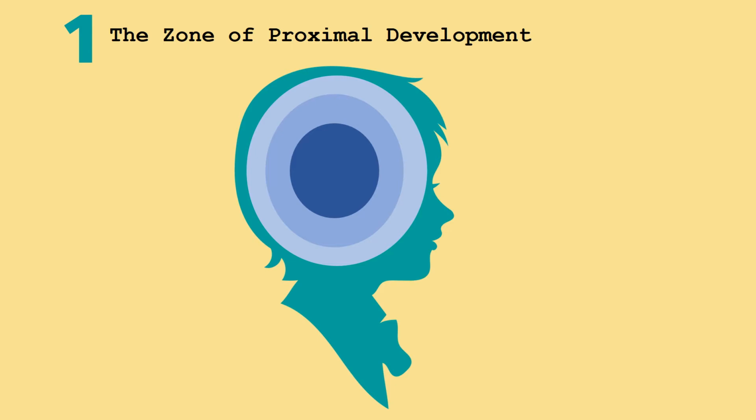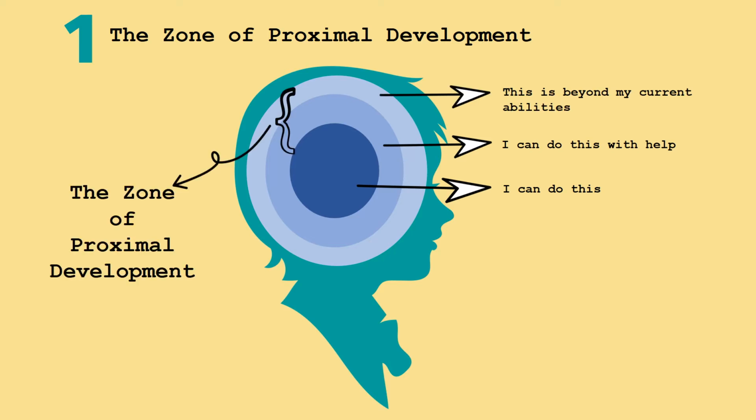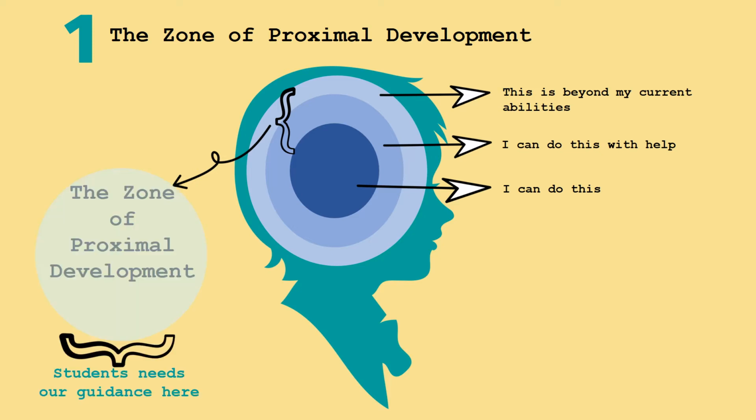Vygotsky explained the zone of proximal development as three concentric circles that represent things you can currently do, things you can do with assistance from an expert or fellow learner, and things beyond your current capability. The area between "I can do this" and "this is beyond my current capabilities" is viewed as the zone of proximal development, where the most sensitive instruction or guidance should occur. This is where Tebo and us need to focus our attention.